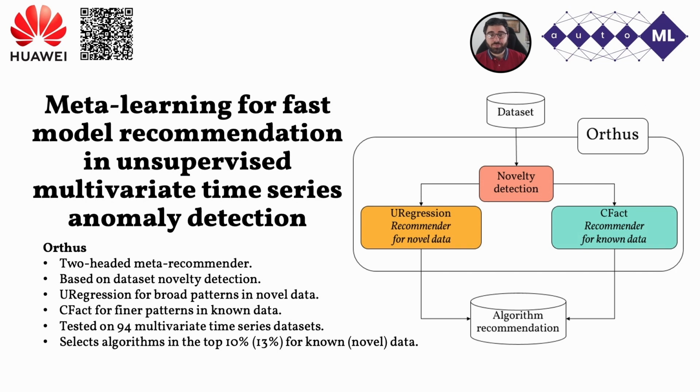To conclude this video, we have presented authors, a 2-headed meta recommender for anomaly detection, capable of employing novelty detection to decide which recommender to apply to new datasets. We have also presented 2 novel recommenders, U-regression for new data and CFACT for known data, and testing them on 94 datasets across 4 different sources, we've shown how authors can consistently choose algorithms in the top 10% for known data and top 13% for novel data.